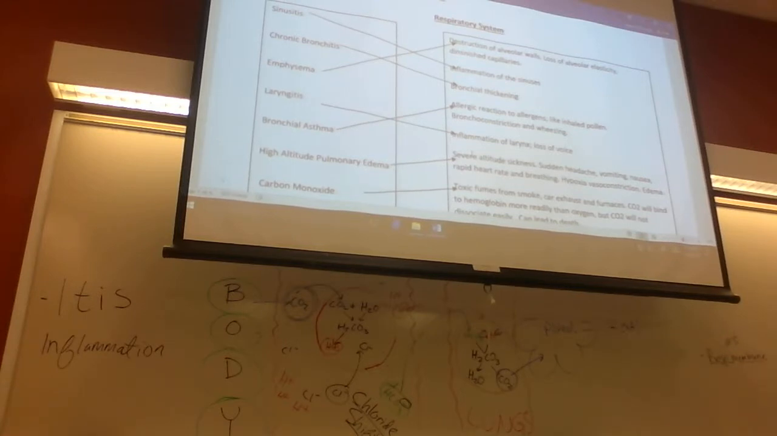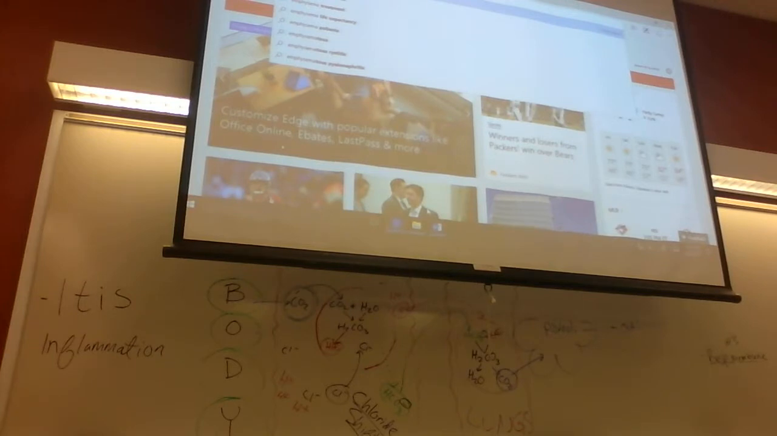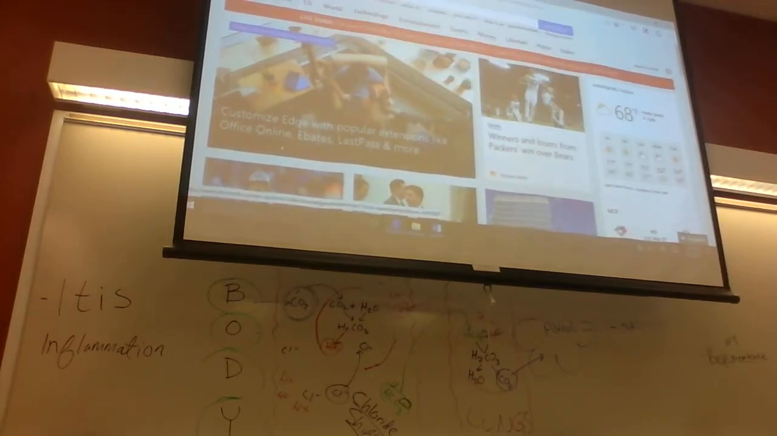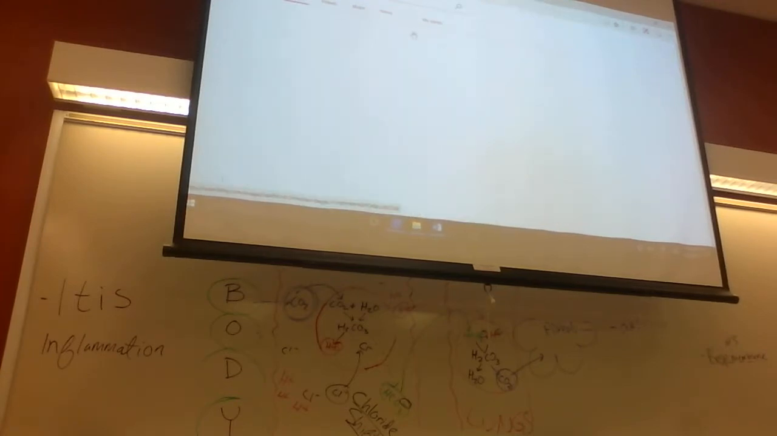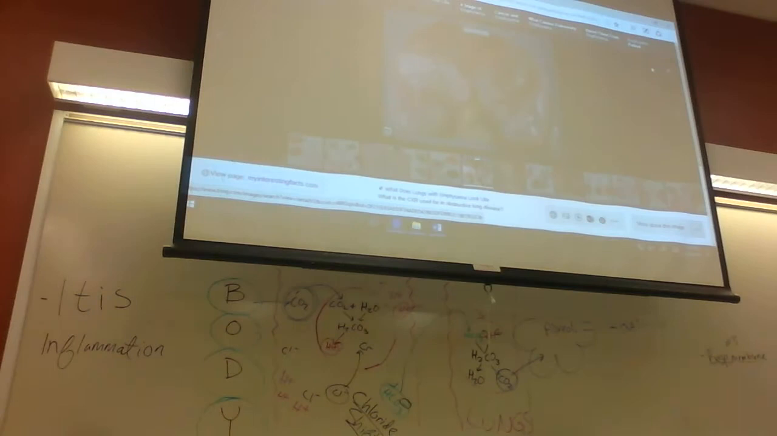Emphysema. This is a fun one, not really. Destruction of the alveolar walls, loss of alveolar elasticity, diminished capillaries. So emphysema, is anybody squeamish? Okay, well, cool. Emphysema, we're going to look that up. So emphysema, oh yeah, that's what it looks like.